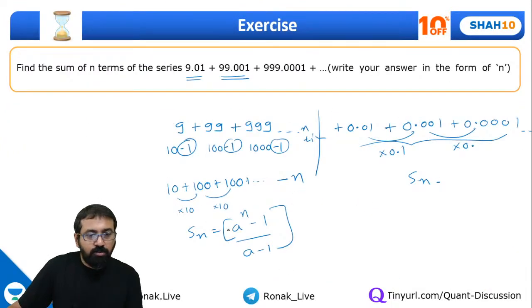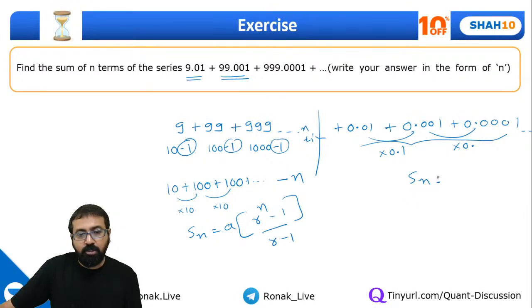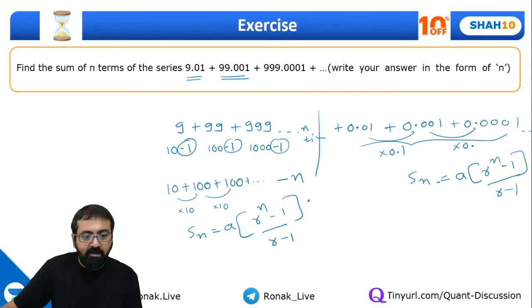So now this will be, r raised to n upon r minus 1. Let me just write it once again. In fact, I was confused. R raised to n minus 1 upon r minus 1. Same way over here also you apply that formula, a into r raised to n minus 1 upon r minus 1, and then minus n over here as it is.